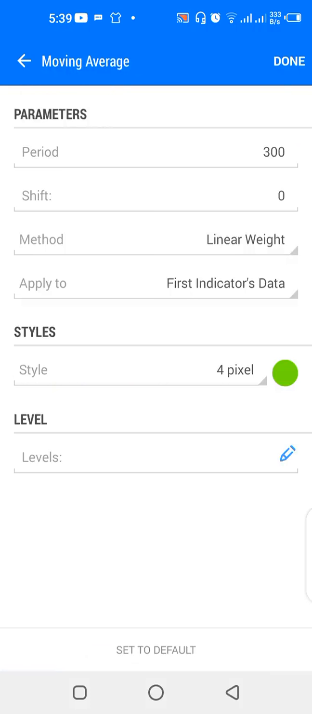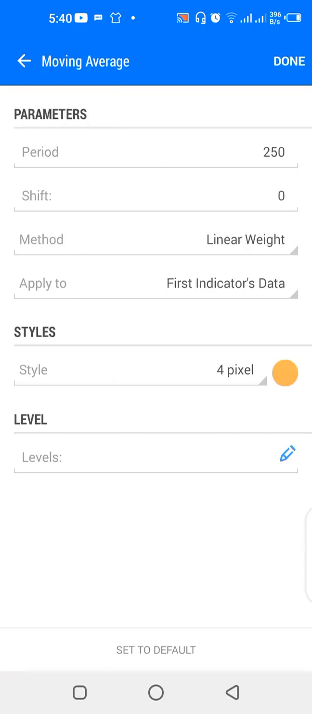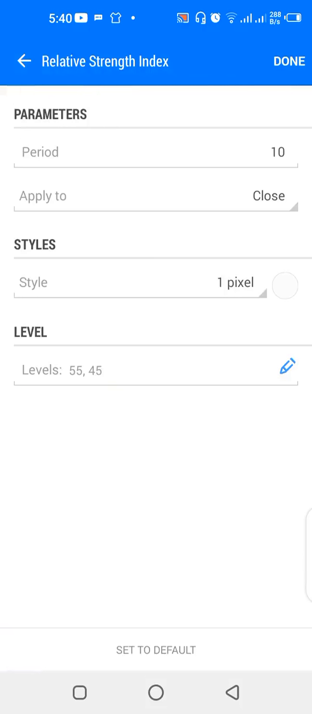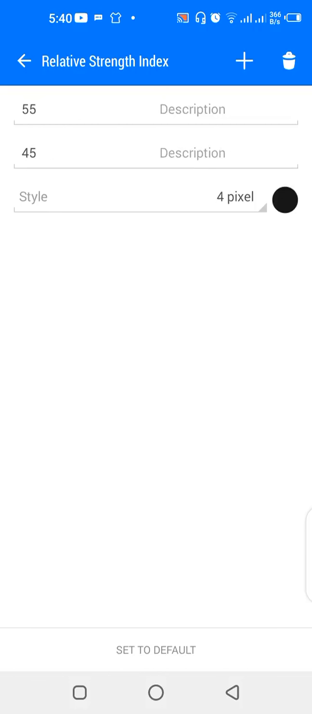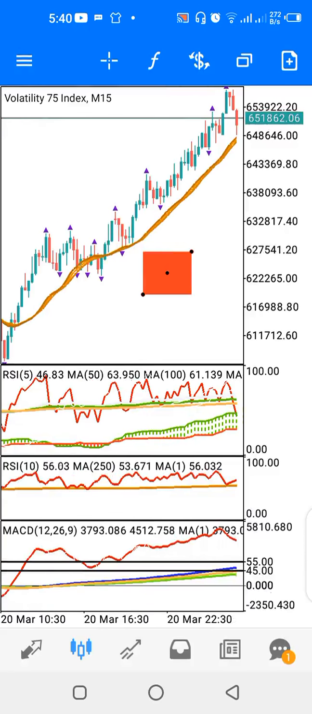Okay, another moving average. Period is 300. Method is linear weighted, apply to first indicator's data, color is green. Another moving average, period is 250. Method is linear weighted, apply to first indicator's data, color is orange. And lastly, we have the relative strength index. Period is 10, apply to close. Okay, and the levels, we have 55 and 45, and the color is black. So that's that for the indicator settings.